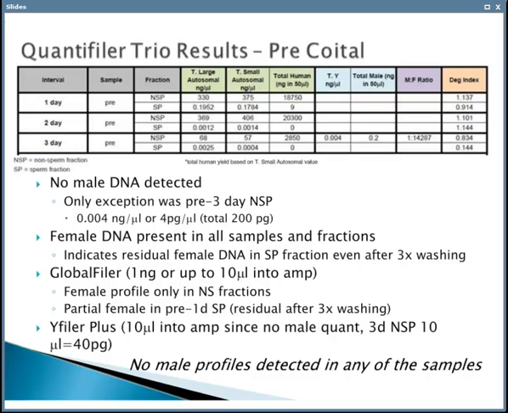If you look at day 2, similarly, in the non-sperm fraction there's 20 micrograms of human DNA, and nothing in the sperm. And when we go to 3 day, we had 2.8 micrograms of non-sperm human DNA, 0 in the sperm fraction. So female DNA was present in all samples and fractions. When we typed this using GlobalFiler, we found only the female profile in the non-sperm fractions. In Yfiler Plus, we found no male profiles in any of the samples.